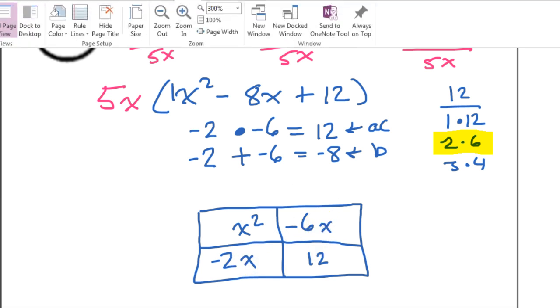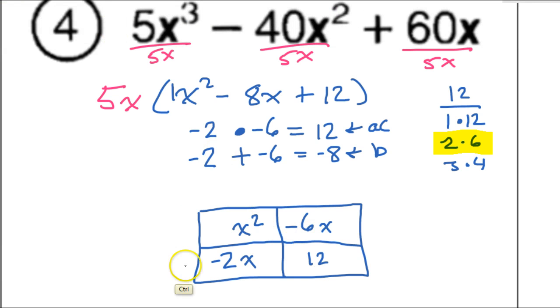So next, what I need to do is find the GCF of each row and each column. The GCF of the first row is x. The GCF of the second row is 2. Well, let's call it negative 2 because the first term is negative. The GCF of the first column is x, and the GCF of the second column is 6. Well, let's call it negative 6 since the first term is negative.